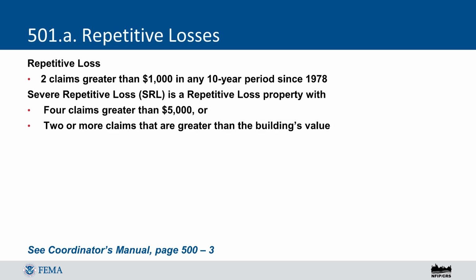A severe repetitive loss property is any property that is an RL property, or repetitive loss, that has four claims greater than $5,000 or two or more claims that are greater than the building's value. Within the universe of repetitive loss properties, severe repetitive loss properties are a subset.